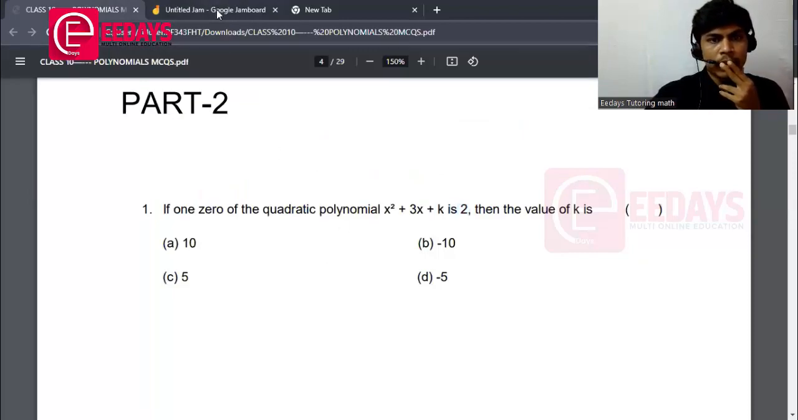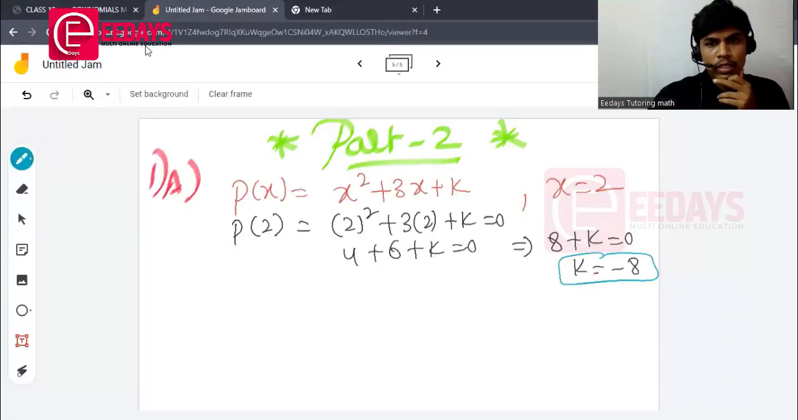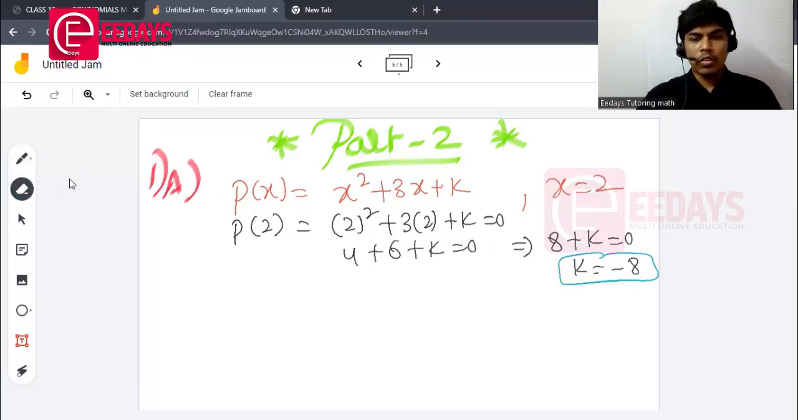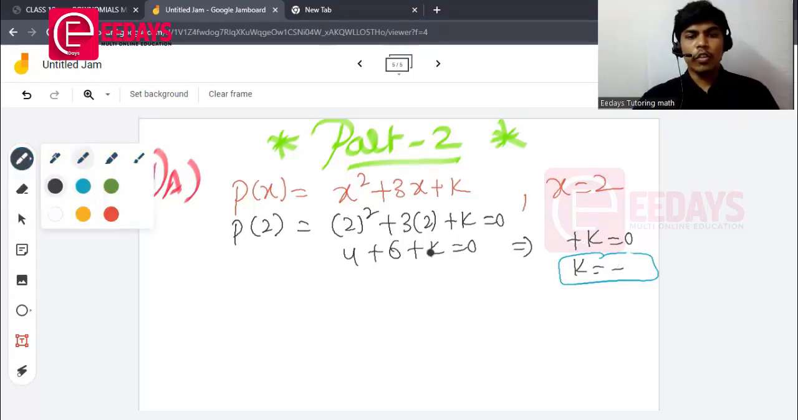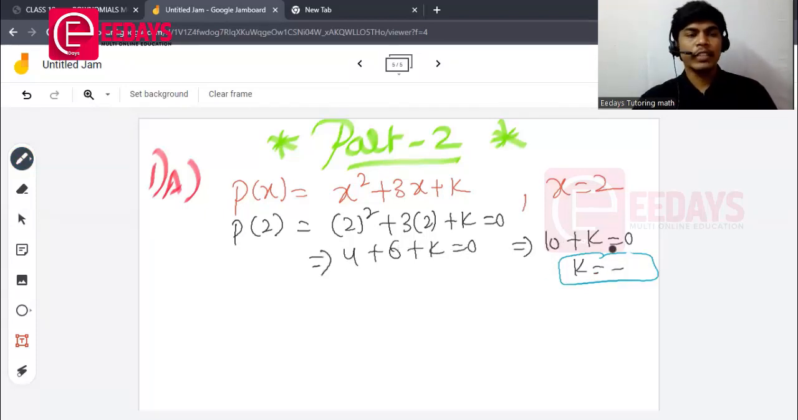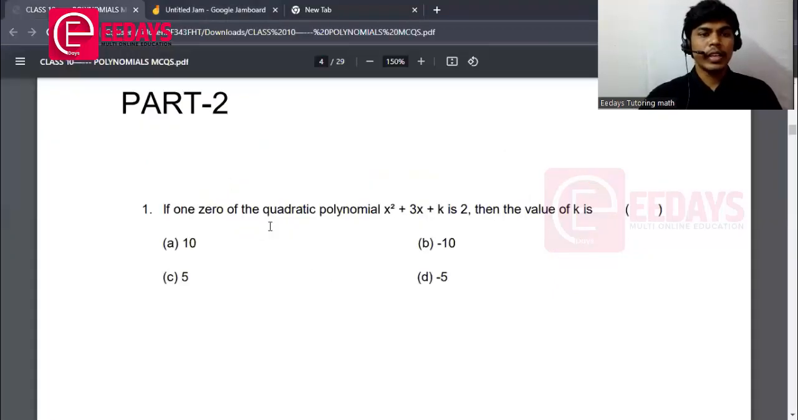Am I making a mistake anywhere? 2 square is 4 and 3 into 2 is 6. Oh, I'm sorry, the mistake is from my end. Here, yeah, I identified the mistake. So 4 plus 6, it is 10. 10 plus k, if you transfer 10 to the other side, becomes minus 10. So k is equal to minus 10. Option B is the correct answer.